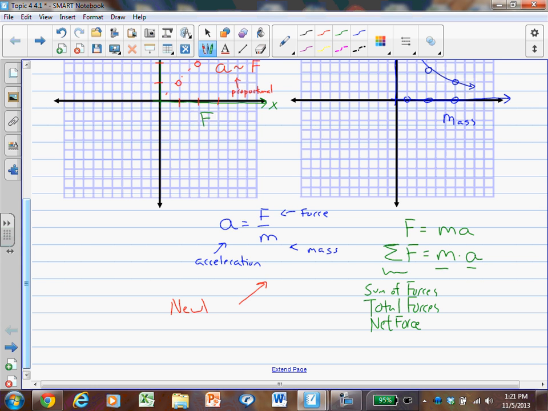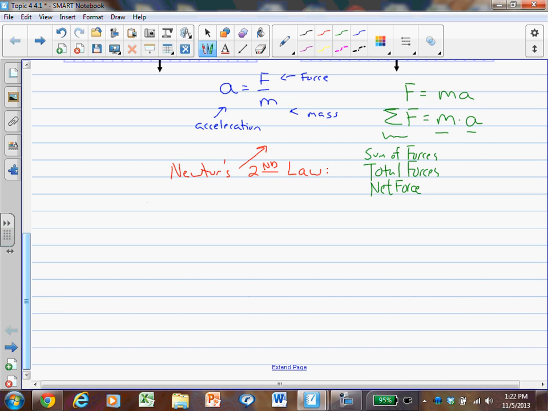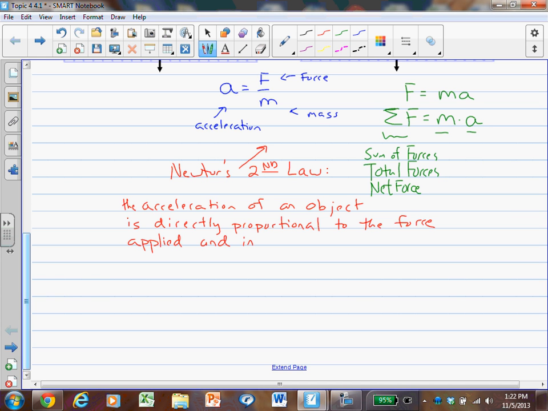We'll get to the first in a bit. And it just states that the acceleration of an object is directly proportional to the force applied and inversely proportional to the mass of the object. Good.